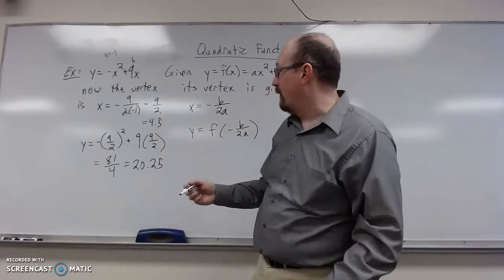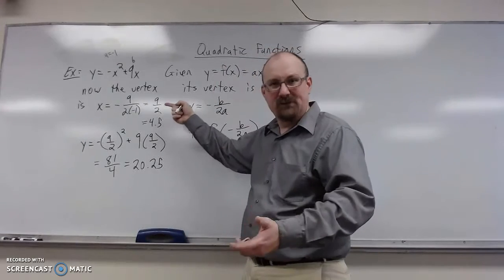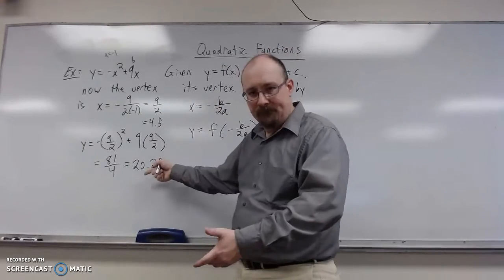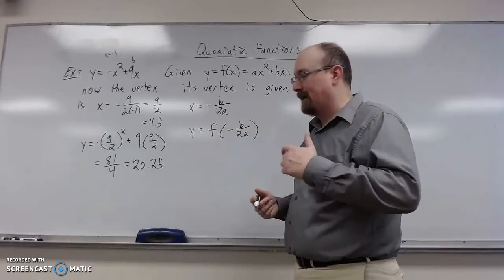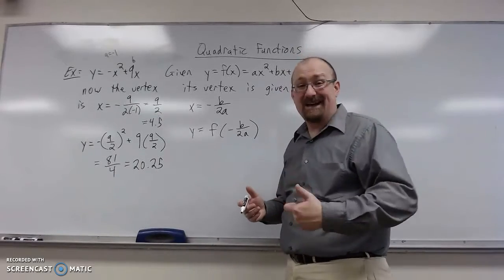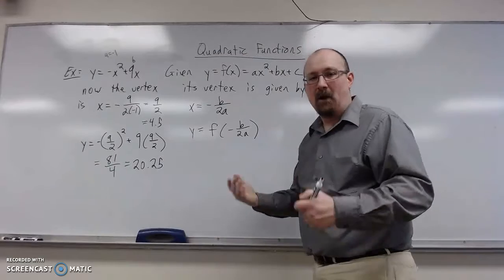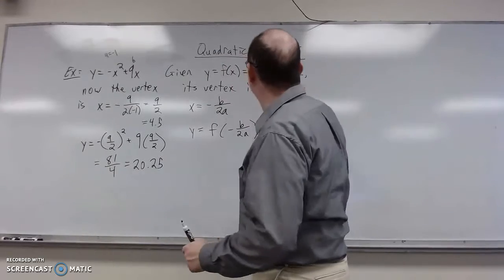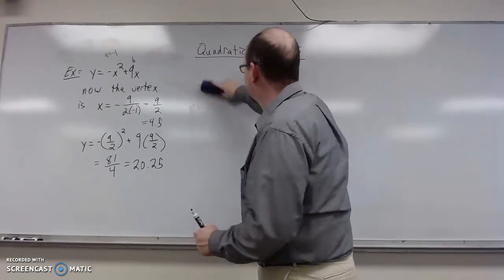If we wanted to write it as an ordered pair, parentheses, 4.5, or 9/2, whichever one you want, comma, y-coordinate, again, as a fraction, 81/4, as a decimal, 20.25. There's our vertex. We know it's a maximum because our leading coefficient is negative. All right, so let's take a look at that other example and identify its vertex and see what's going on here.